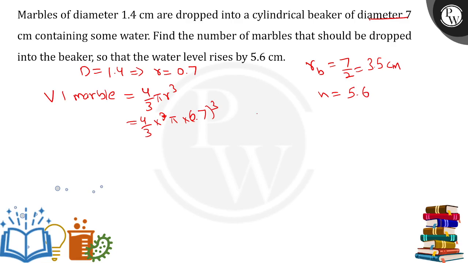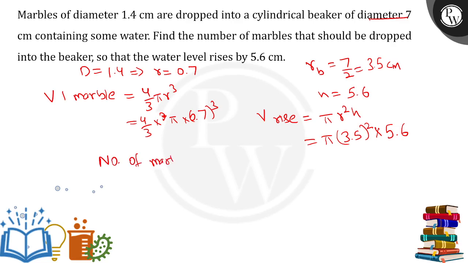So the volume rise in the case of a cylinder will be pi r square h. Pi leaving as it is, r square, that means 3.5 square into 5.6. Now this volume rise, and this one marble case, so by dividing the total volume rise by one marble, I'll know how many marbles will be required to do that much rise, right?